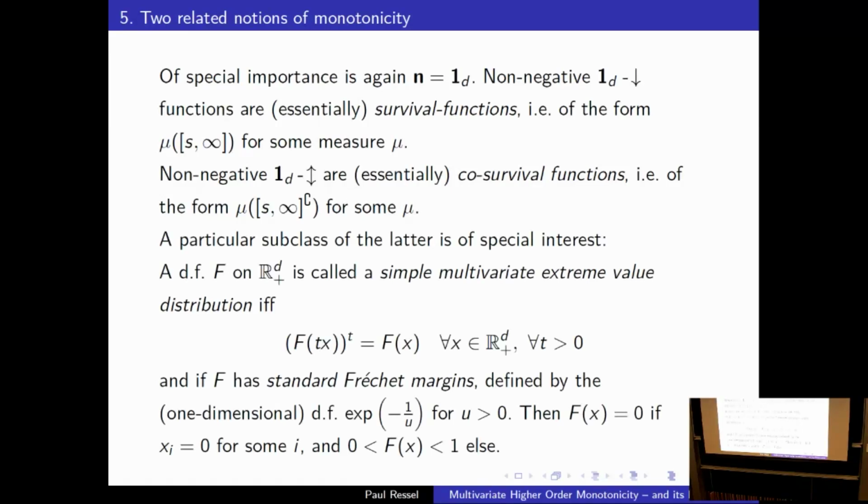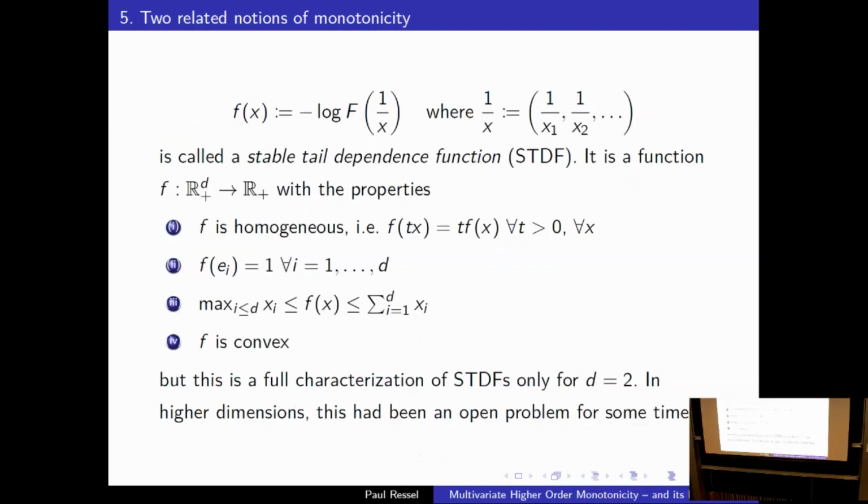A distribution function on R^d_+ is called a simple multivariate extreme value distribution if it fulfills this functional equation, and it has standard Fréchet margins defined by the one-dimensional distribution function written here. And the minus log of F of 1 over x, where 1 over x is component-wise, is called a stable tail dependence function. It's a big role in extreme value theory.